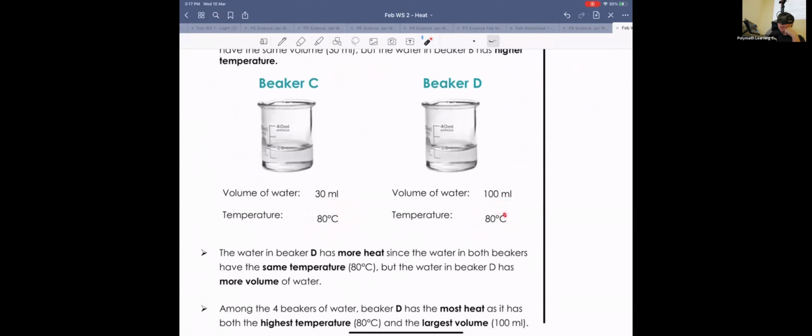If both waters are at 80 degrees Celsius, the one with greater volume will have more heat. Okay, I say again: both of them have the same temperature, so the one with the greater volume of water will have more heat. Just like one drop of boiling water versus one pail of boiling water.